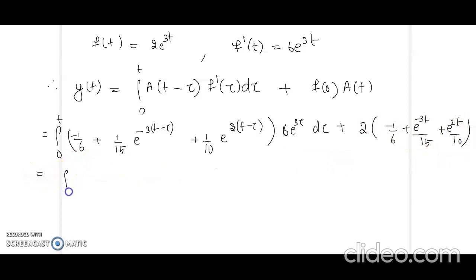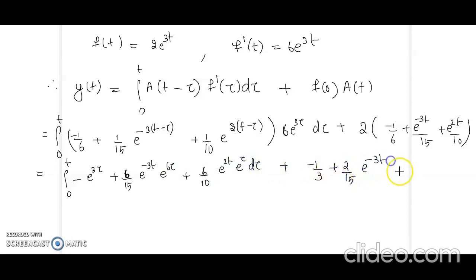So that will be equal to integral 0 to t of minus 1 by 6 times 6, so minus e raised to 3 tau, plus 1 by 15 times 6, 6 by 15 e raised to minus 3t e raised to 6 tau, plus 6 by 10 e raised to 2t e raised to tau, d tau, plus minus 1 by 3 plus 2 by 15 e raised to minus 3t plus e raised to 2t by 5.